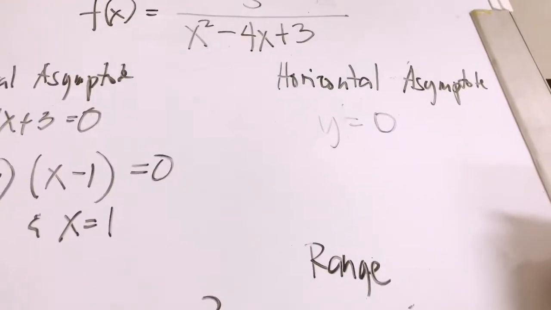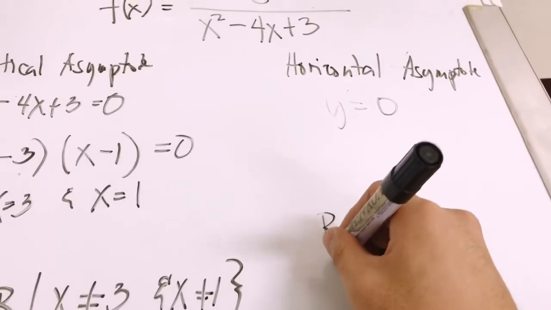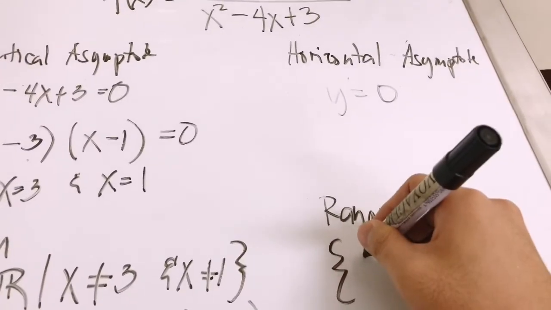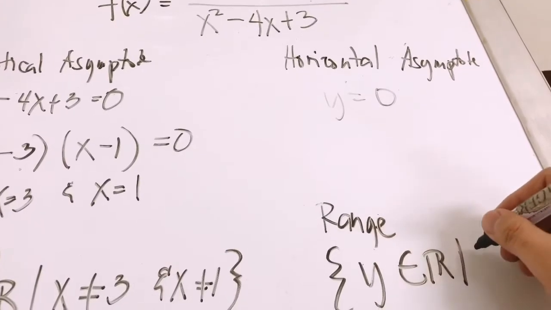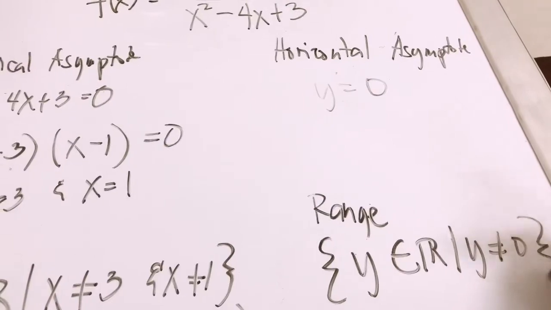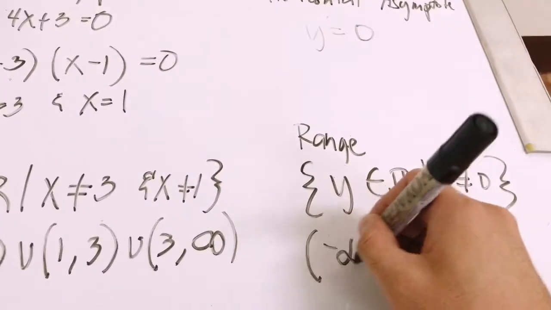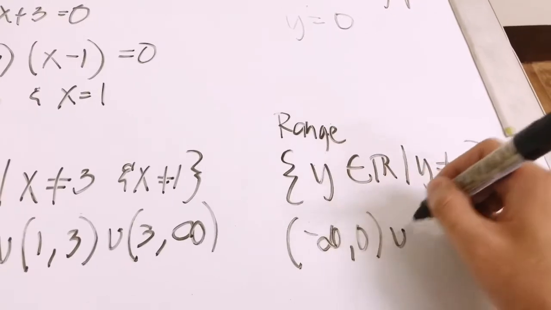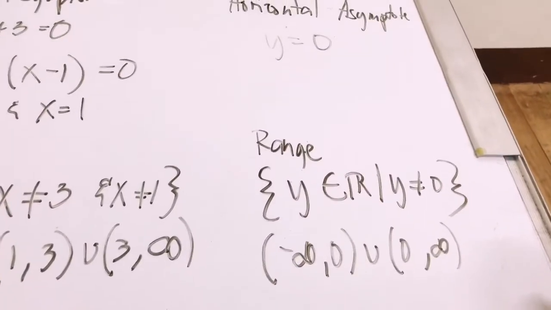Okay? Now, for our range, basic, we have y is an element of real number such that in every value of y is not equal to 0. Now, for interval form, we have negative infinity to 0, union of 0 to positive infinity. Okay?